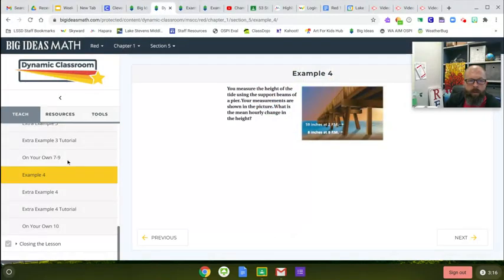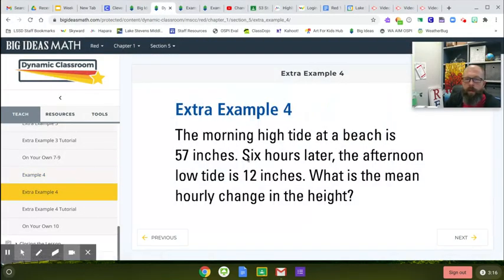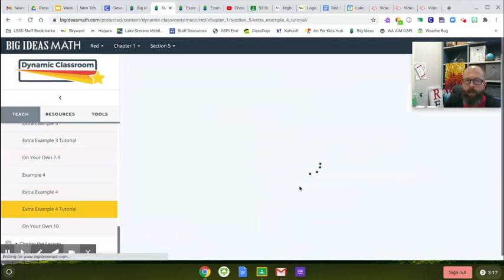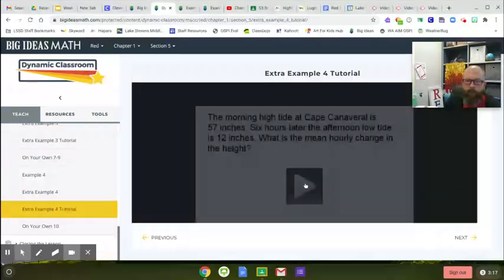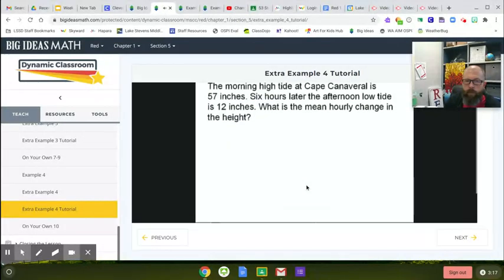Let's take a look at some more here. The morning high tide at a beach is 57 inches. 6 hours later, the afternoon low tide is 12 inches. So again, same type of problem. Let's see how they do it. What is the mean hourly change in the height?